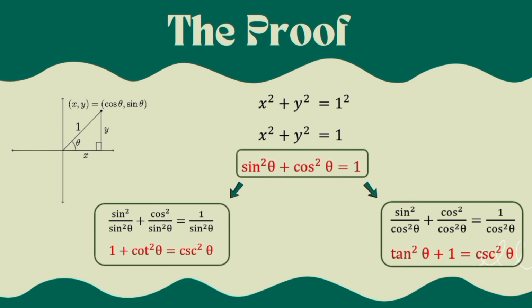is equal to 1. Thus, the first identity is derived, and to obtain the other identities, we divide both sides of the first identity by sine squared theta and cosine squared theta respectively. Thus, the three identities are obtained.